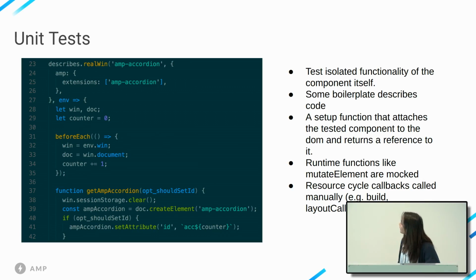And finally, we currently have two types of tests in the AMP HTML repository: unit tests and integration tests. Generally, unit tests will look something like this. It will usually include a function that sets up the component and appends it to the AMP doc that we're testing with. It'll mock a lot of things like runtime functions and mutate element, and you'll also be calling resource cycle callbacks manually.